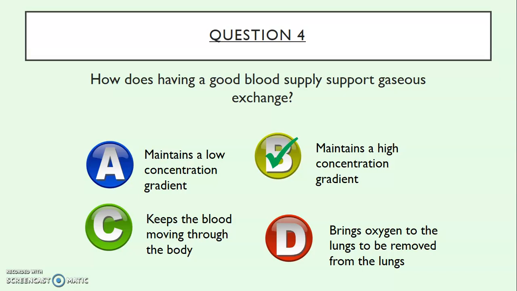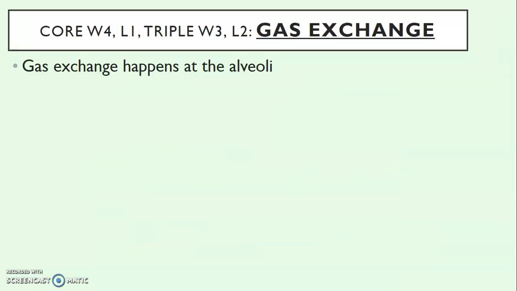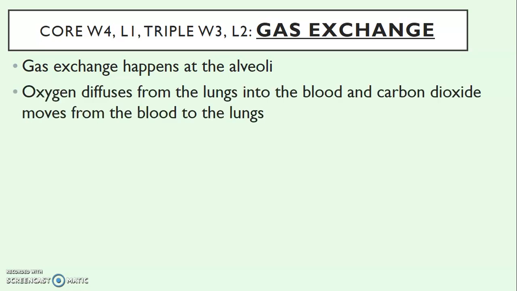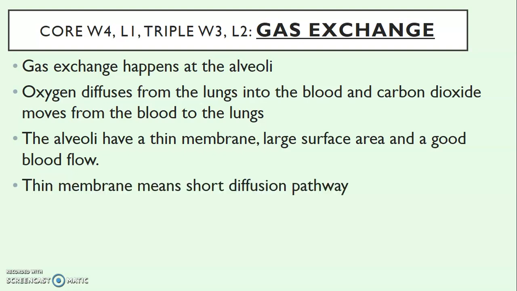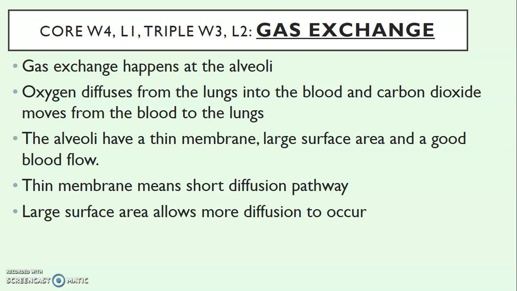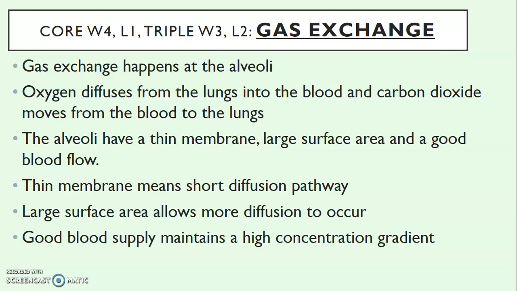So the facts that you guys need to be able to do are these. Gas exchange happens at the alveoli. Oxygen diffuses from the lungs into the blood, and carbon dioxide moves from the blood to the lungs. The alveoli have a thin membrane, large surface area and a good blood flow. A thin membrane means a short diffusion pathway. A large surface area allows more diffusion to occur, and a good blood supply maintains a high concentration gradient.